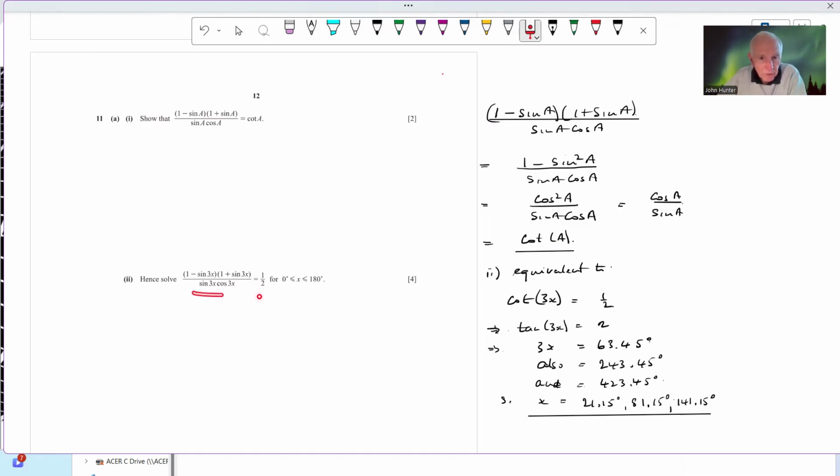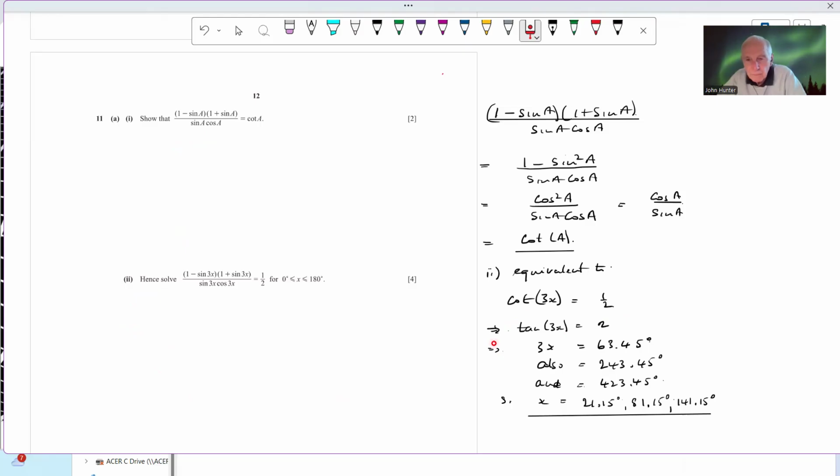Right, okay, hence solve this equals a half. Well, of course, this is the cotangent of 3x. So we're just basically using this identity here to change this. So we got that. And you probably already know that sometimes it says hence or otherwise. If it says hence or otherwise, it just means hence. There isn't an otherwise. So we're going to use this thing here.